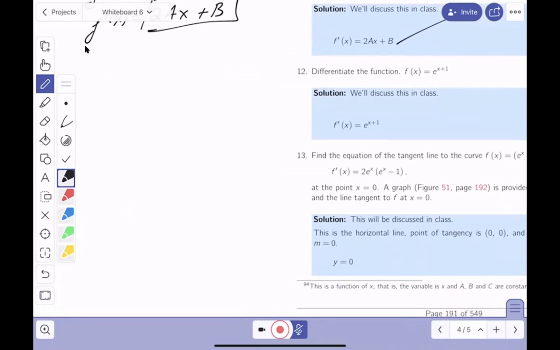Well, let's write it down. So what do you get? f(x) equals e to the x plus 1. To be honest with you, it looks a little bizarre to me, so I need to write it the way I'm familiar with. It's going to be e to the first power times e to the x.